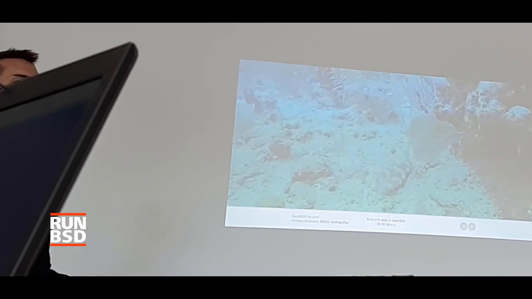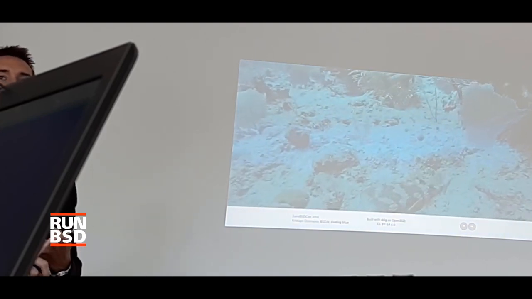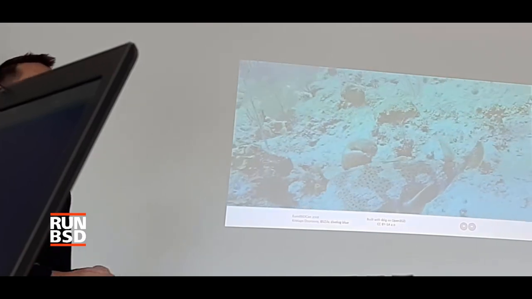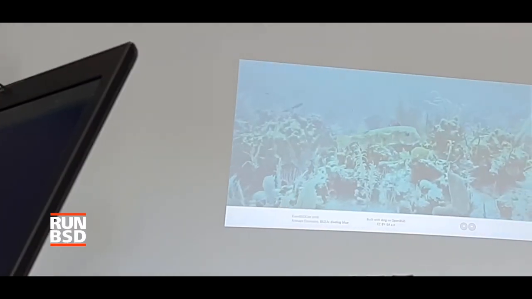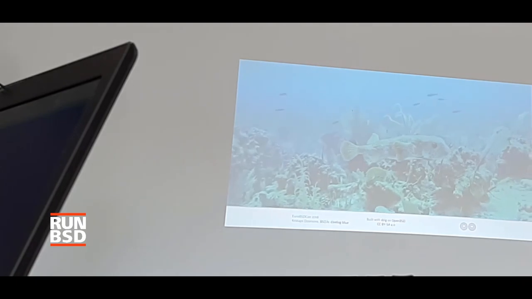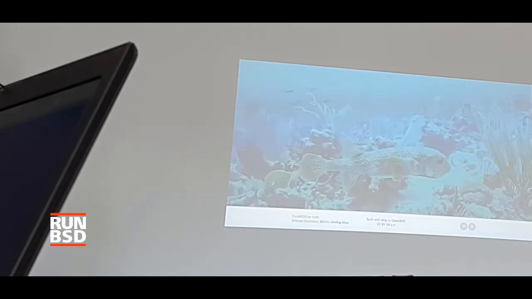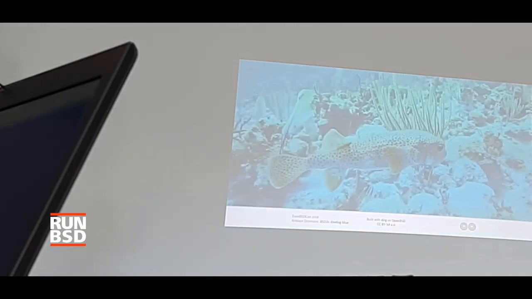So one of the questions I asked Theo is, is it a puffer fish or a porcupine fish? And he got angry at me. But this is what they look like. You're not supposed to make them inflate. That's not very kind. But they're down there.